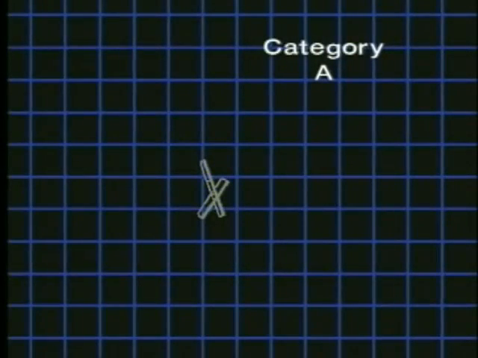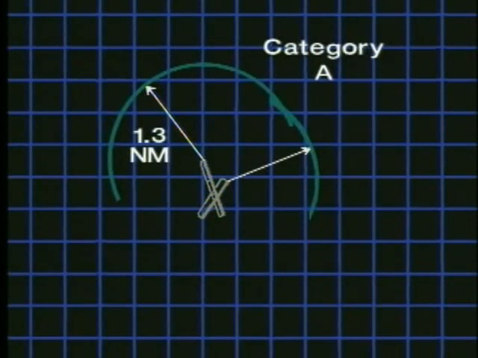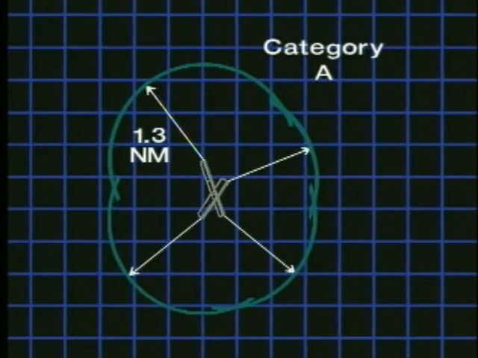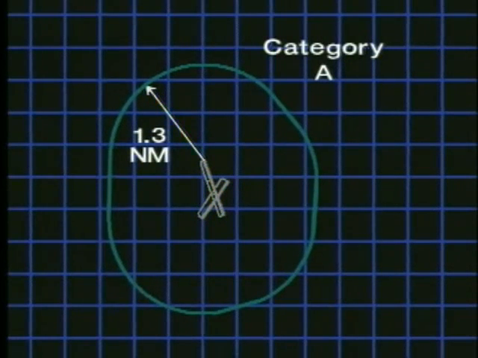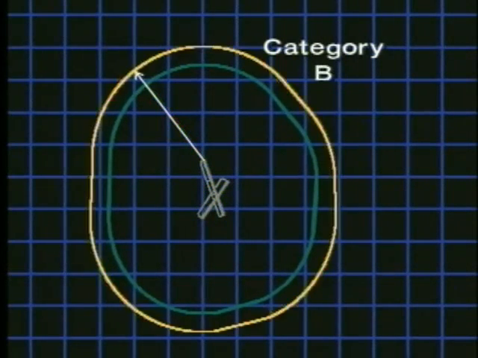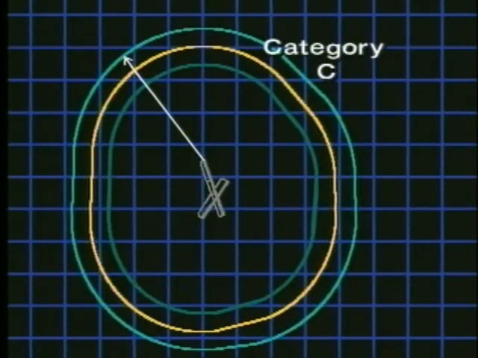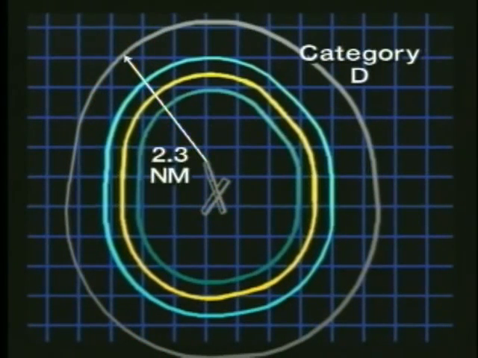For example, the protected area for a Category A aircraft is a 1.3 nautical mile arc measured from the end of each usable runway. It also includes the tangent areas. The area for Category B aircraft extends out to 1.5 nautical miles. The obstacle clearance area for Category C aircraft extends out to 1.7 nautical miles. And Category D arcs extend to 2.3 nautical miles from the end of each usable runway.